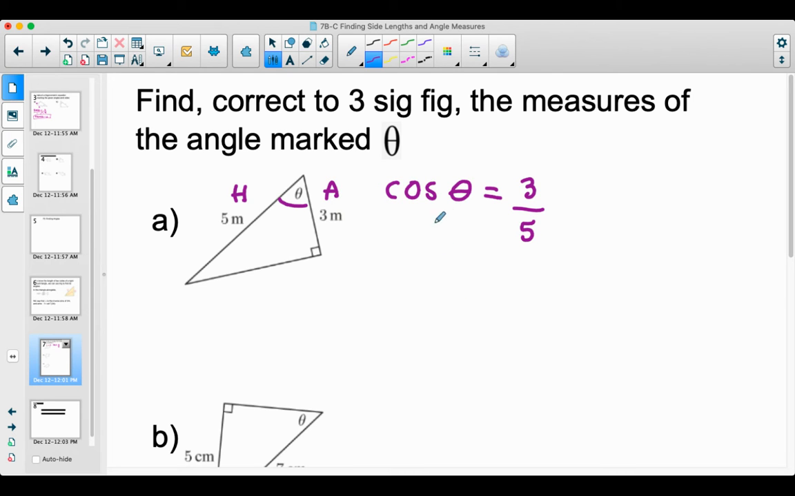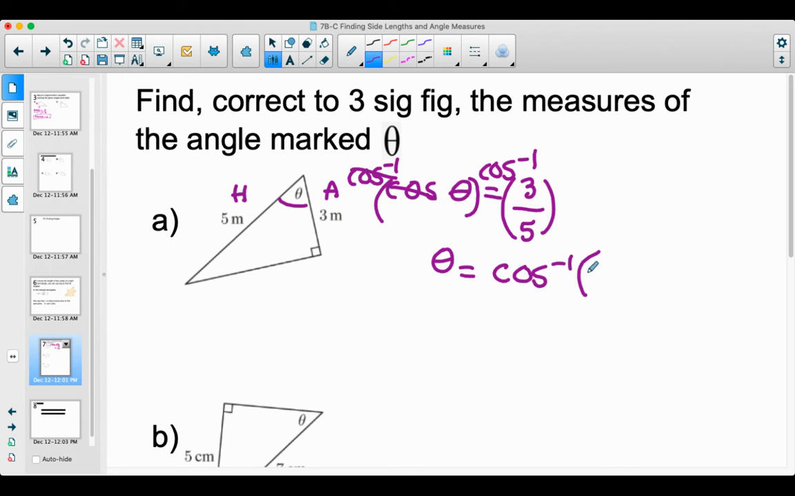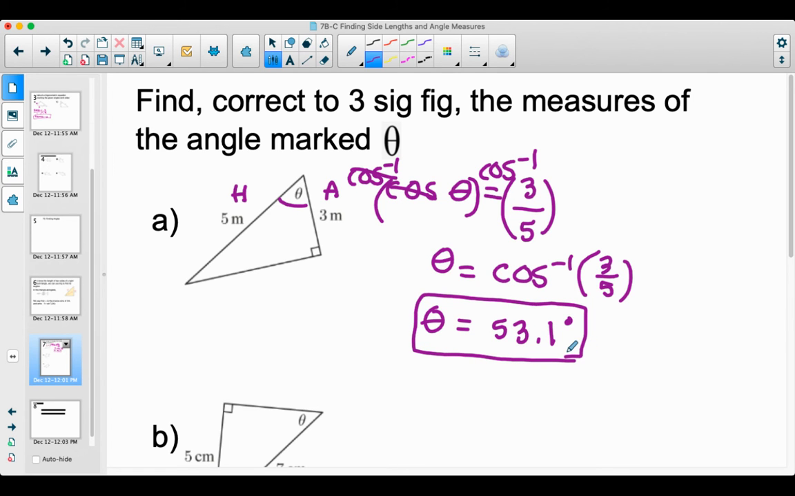So in order to get rid of this cosine, we need to apply the cosine to the -1. And when we do that, that gets rid of our cosine, and we're just left with our theta, which is what we want. But if I do it to one side, I have to do it to the other side. So theta is actually equivalent to the cosine to the -1 of 3/5. And so to get this, you're going to go second cosine. Again, make sure your calculator is always in degrees. So we're going to go second cosine, 3 divided by 5, and we end up with, to 3 sig fig, 53.1 degrees. And that is our angle theta.